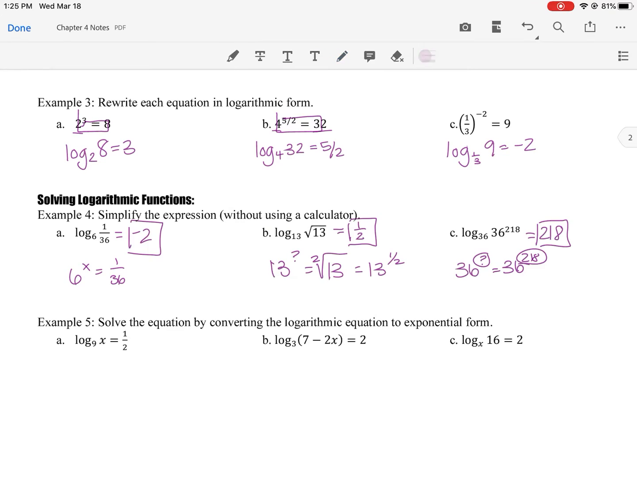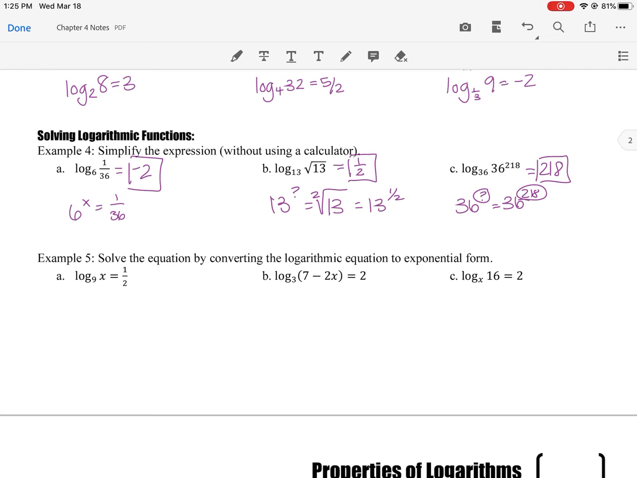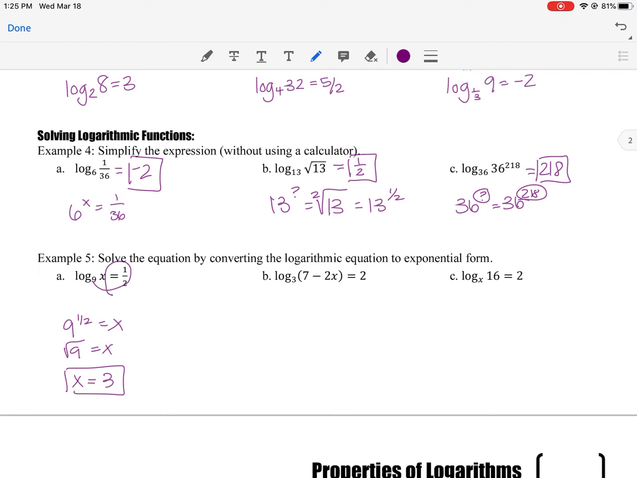Okay, these next ones are the same idea, but we may have x in different spots. So I would convert it to an exponential and then solve for x. So we're saying 9 to the half equals x. 9 to the half is saying the square root of 9 equals x. So what's the square root of 9? That is a positive 3.